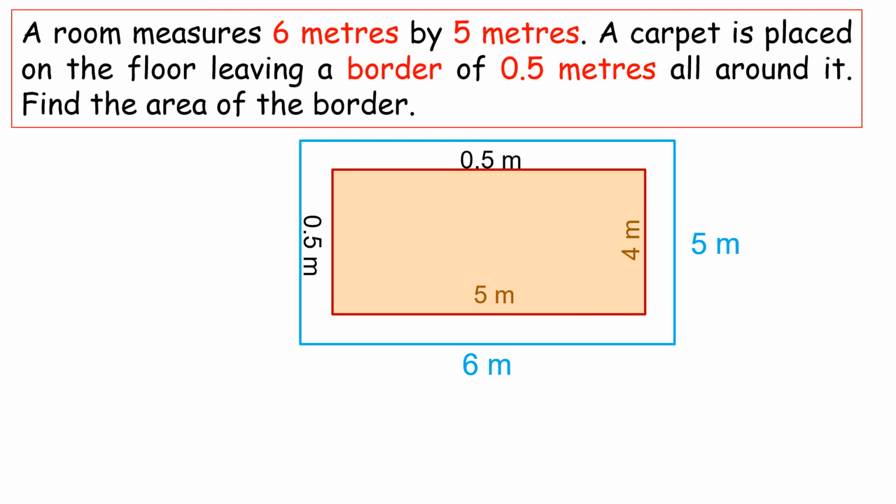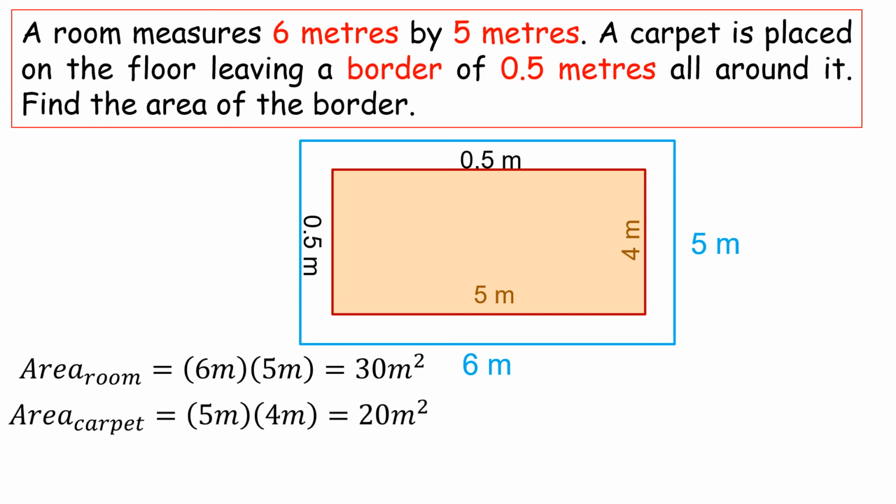So, looking at the diagram, the first thing we need to do here is to determine the area of the room. So, it is 6 by 5 meters. So, what we need to do here is to multiply 6 times 5, which is equal to 30. So the area of the room is 30 square meters. And then the next step is to find the area of the carpet. So the area of the carpet is equal to 5 times 4. So it is equal to 20 square meters.